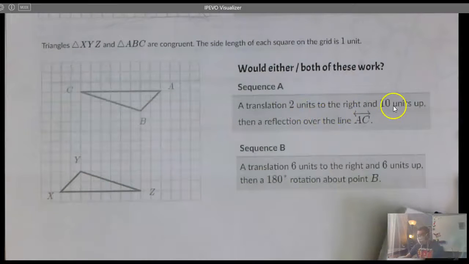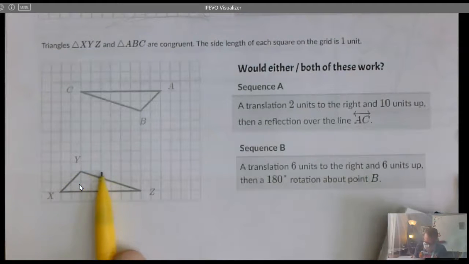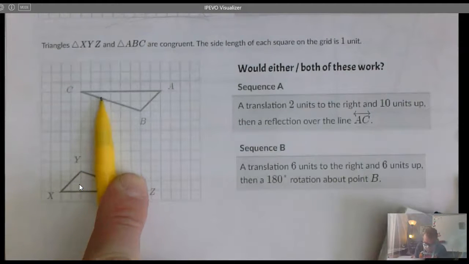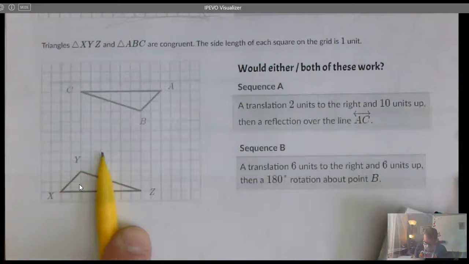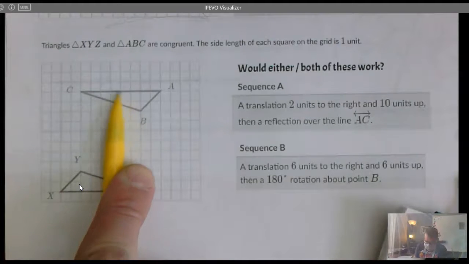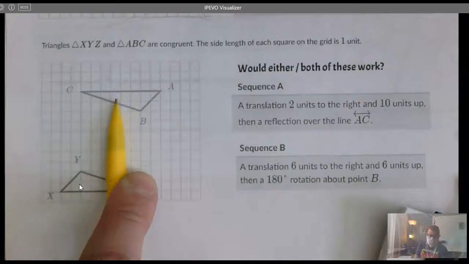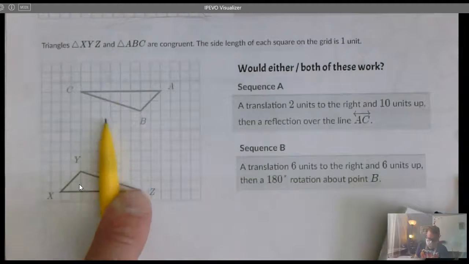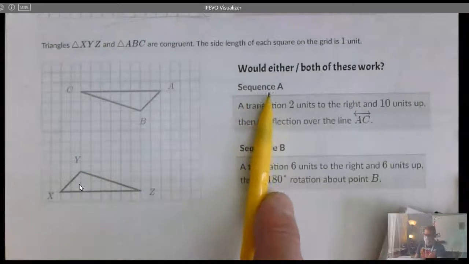Translation 2 units to the right, 10 units up. Okay, well if I map it out, I like that as I walked around, some of you were drawing the mapping of the translation. Then a reflection line, AC. So Audrey, I really liked the drawing on your paper that I saw. Do you think sequence A works? No? Yeah, sequence A doesn't work, does it?